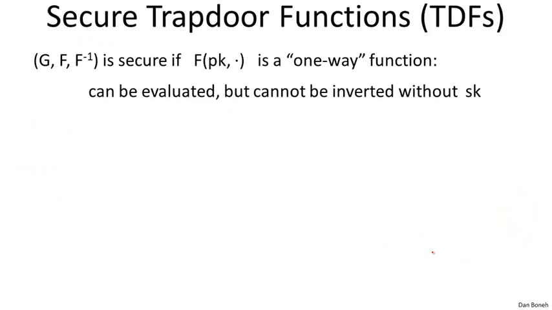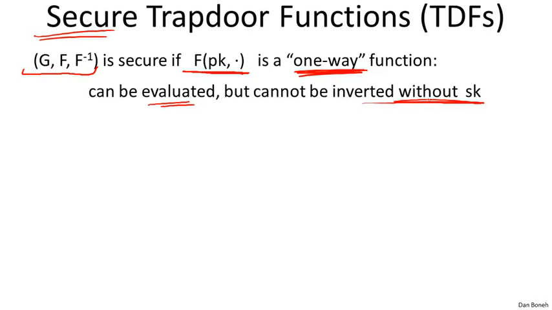So now that we understand what a trapdoor function is, let's define what it means for a trapdoor function to be secure. We'll say that this triple G, F, F inverse is secure if this function F_pk is what's called a one-way function. Now let me explain what a one-way function is. The idea is that the function can be evaluated at any point, but inverting it is difficult without the secret key sk. So let's define that more precisely.